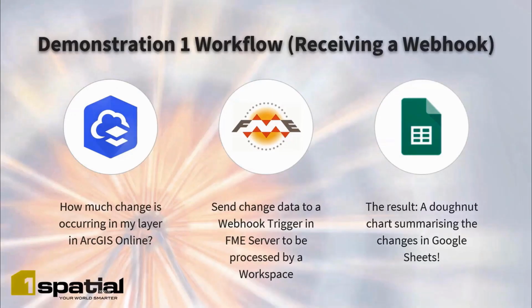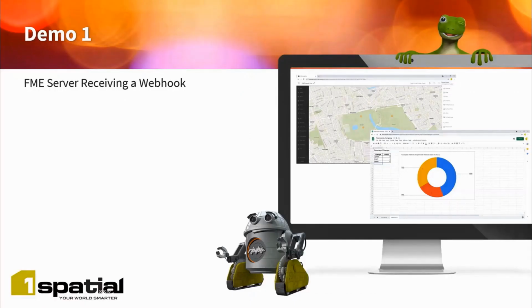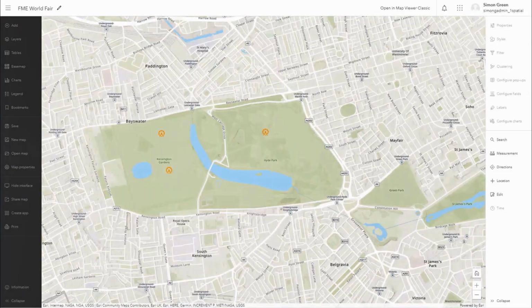The first demo then is going to show you how FME Server can receive a webhook from an application, ArcGIS Online in our case, process the data payload, and then update data in another application, Google Sheets. Right, let's demo FME Server receiving a webhook. Let's take a look at our hosted feature service in ArcGIS Online. As you can see, we have a fairgrounds layer visible in the map viewer. We can see a number of fairs, represented by the big wheel symbol, have popped up in central London.